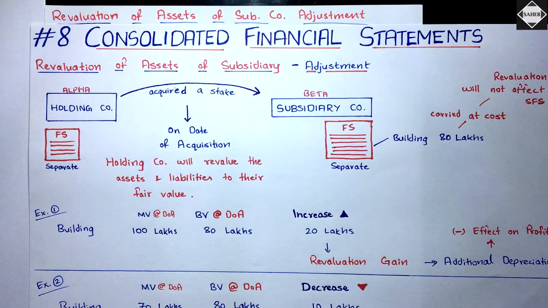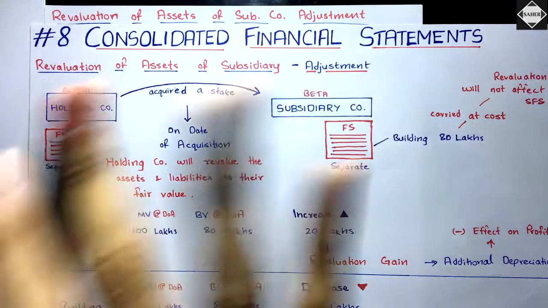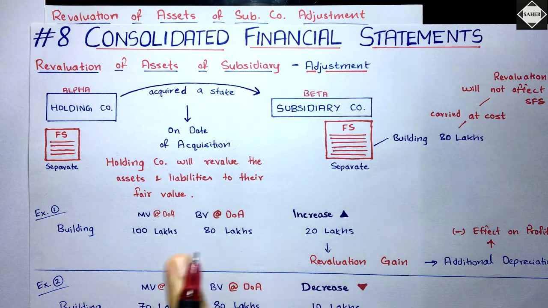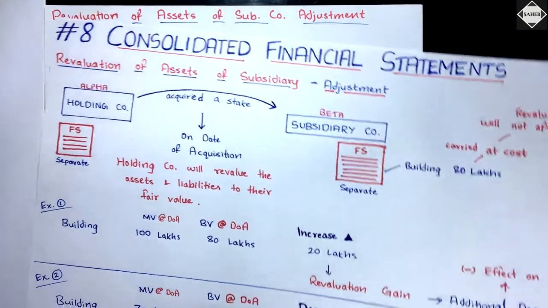But what happens in the question is, market value on the date of acquisition will be given to you, but not the book value on date of acquisition. Book value of closing date will be given to you, but not the date of acquisition. So what do we need to do? Of course, we need to calculate that, and it's very simple. Let me show you how we are going to calculate book value on date of acquisition.